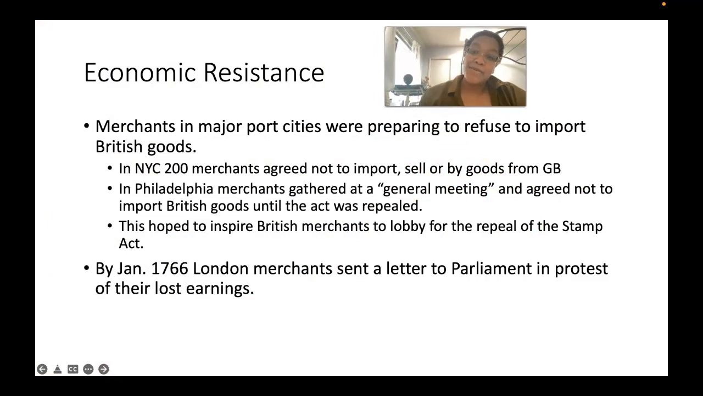We also see economic resistance. Merchants in major port cities also refused to import British goods. There were convenings that took place to organize these efforts. In New York City, more than 200 merchants agreed to not import, sell, or buy goods from Great Britain. In Philly, merchants gathered at a general meeting and agreed not to import British goods until the act was repealed. And this helped to inspire British merchants to lobby for the repeal of the Stamp Act, which they were successful.